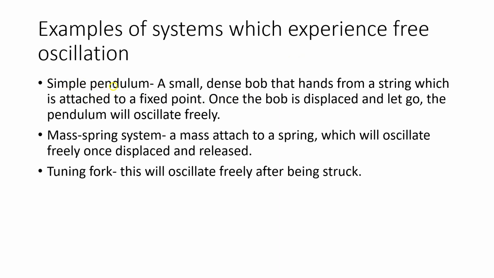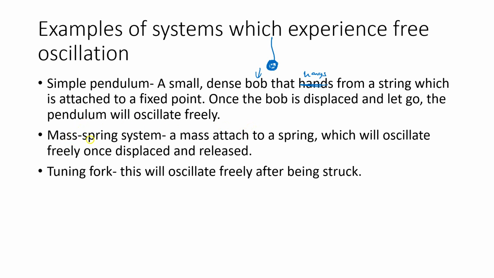It says that a simple pendulum is an example where you have a small dense bob. The bob is like the small metal ball that is attached to the string, that hangs from a string which is attached to a fixed point. We've been looking at pendulums so far. Once the bob is displaced and let go, it will oscillate freely. So nothing will stop it from, well, something will stop it eventually, but it oscillates by itself. That's what you would generally call free oscillation.